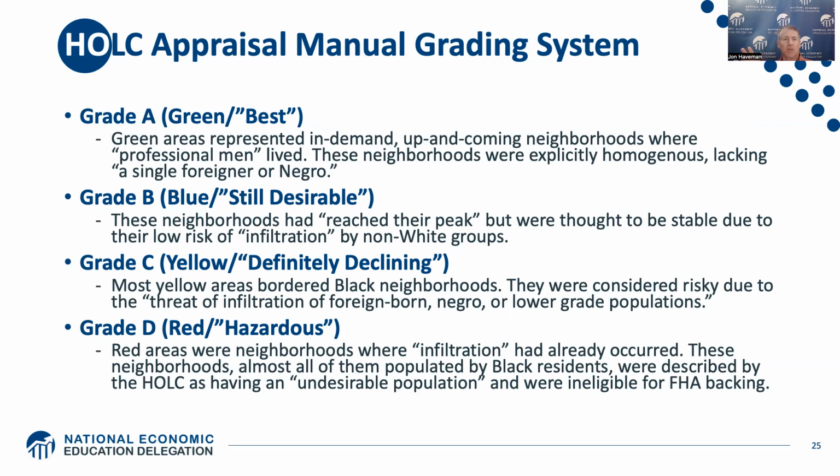Grade B, these are neighborhoods that had maybe already been established. They'd reached their peak. They were thought to be stable and at low risk of infiltration by non-white groups. Grade C, a large threat of infiltration by foreign-born, Negro or lower grade populations. And grade D, these are red areas, where infiltration had already occurred. Maybe they were largely Black neighborhoods. So this is where the term redlining came from. Basically, it's the line around the red neighborhoods that people are talking about.